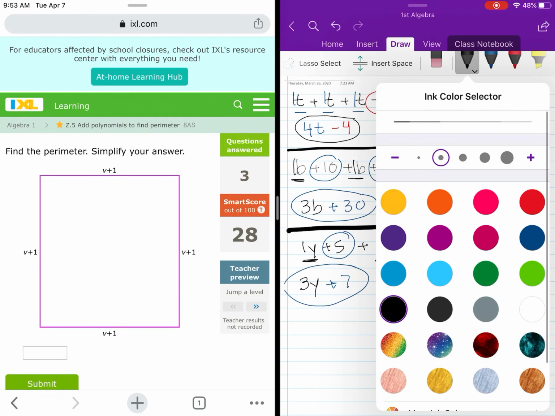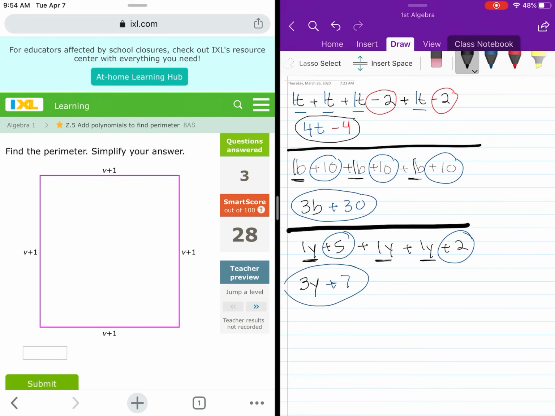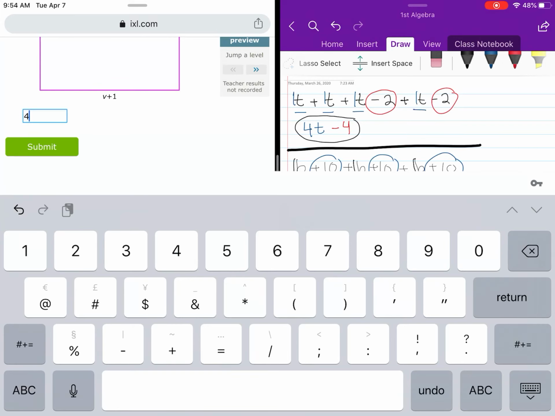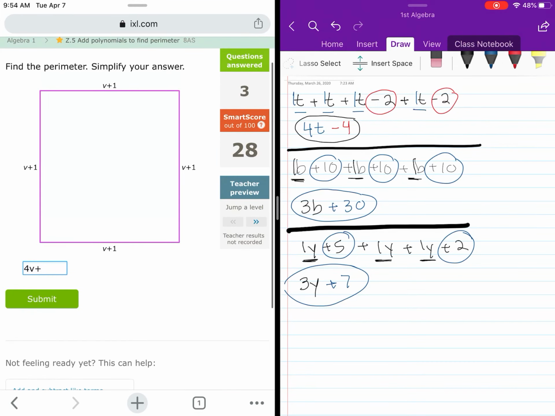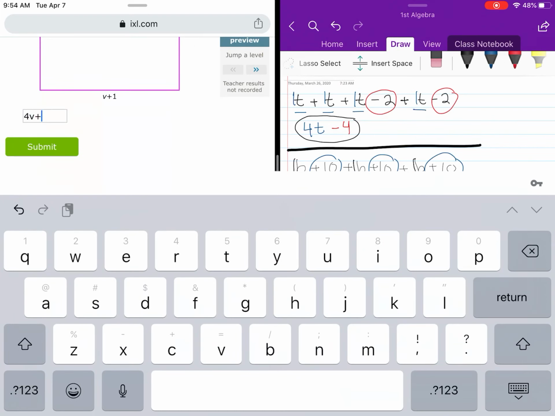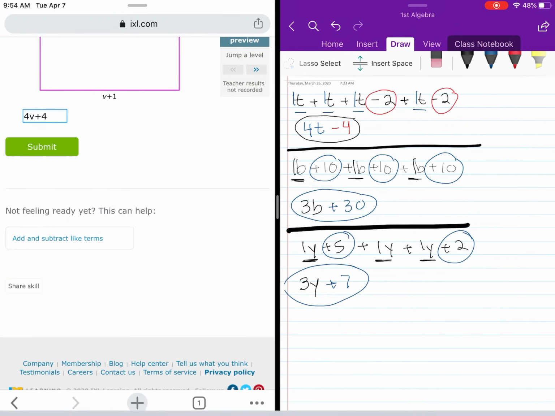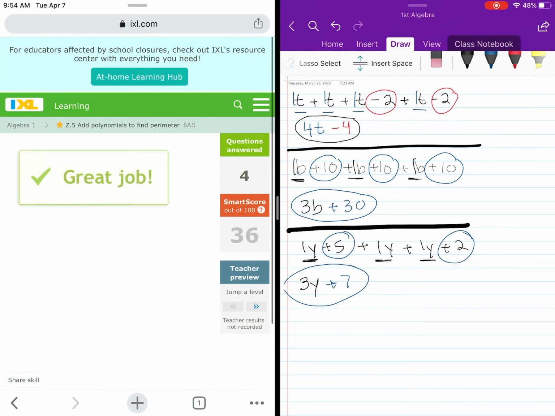So you're going to keep doing the same thing. It's basically the same thing. So here you would have V plus V. So 4 V's. So in total there's 4 V's. Plus, now since they're all positive, you have 1 plus 1 plus 1 plus 1. That's plus 4. So all I'm doing is I'm adding all around the shape.